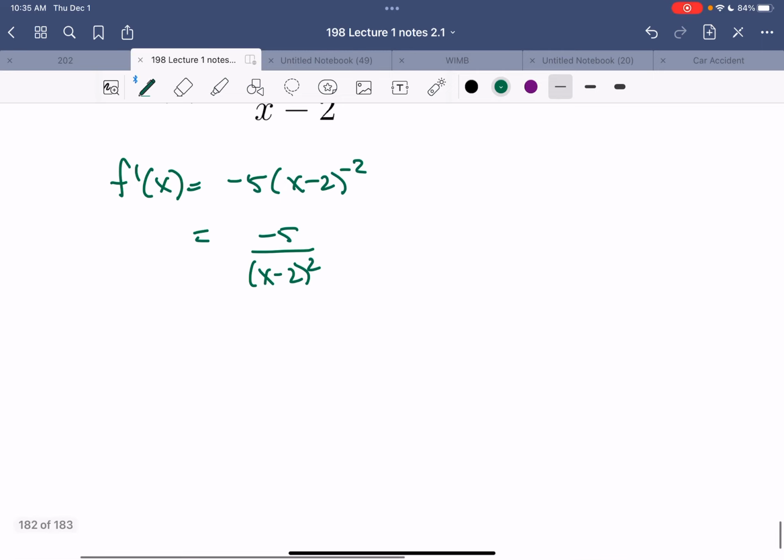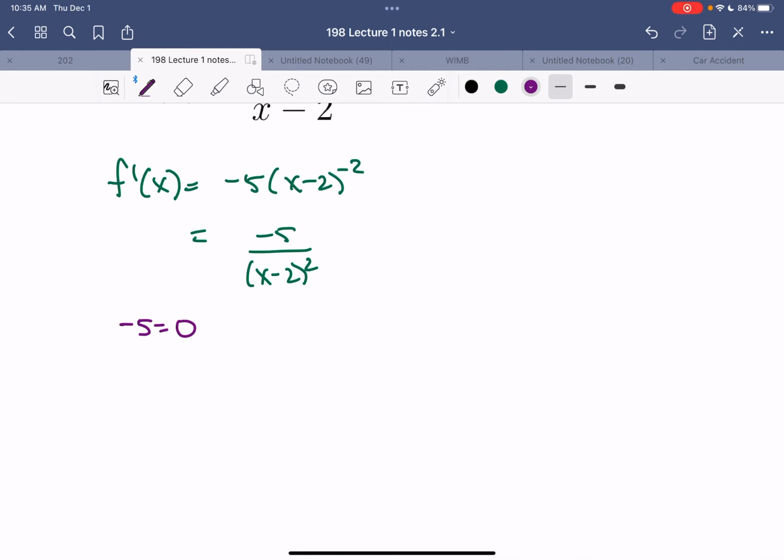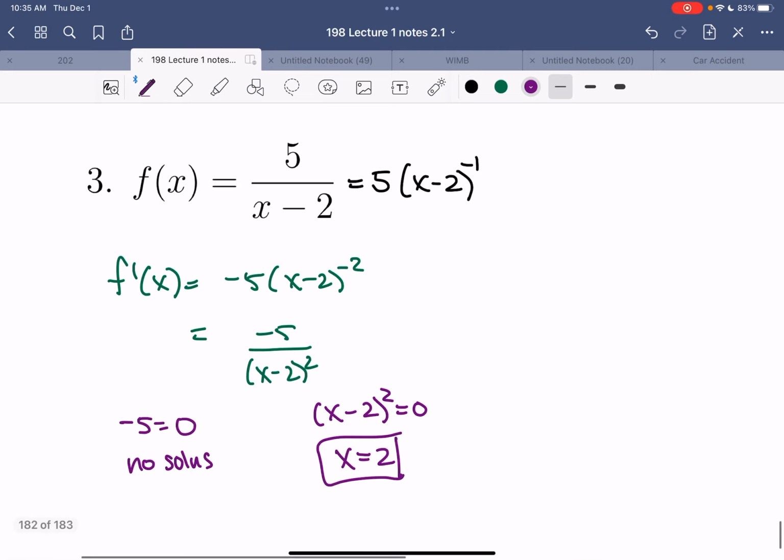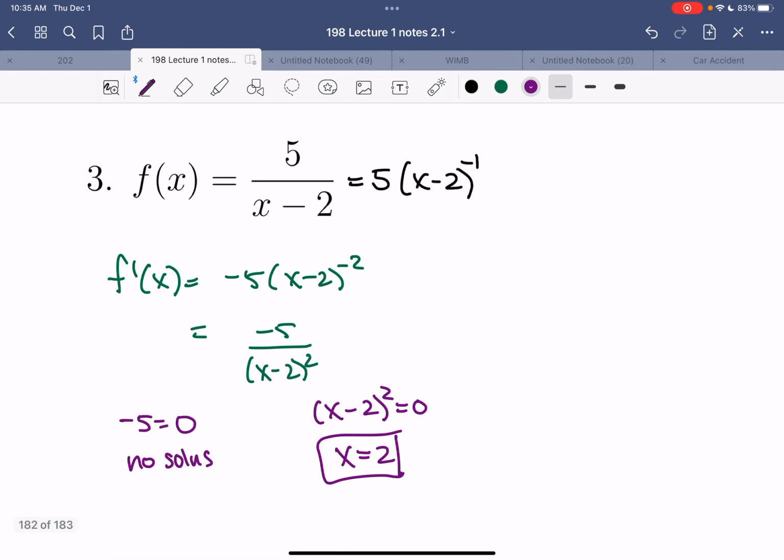Now, for critical points, I'm setting both the numerator and the denominator equal to 0. So let's set the negative 5 equal to 0. There's no solutions to that. Doesn't make any sense. And the bottom, we also want to set equal to 0. That's going to give me x equals 2. Now, keep in mind that x equals 2 is not in the domain.